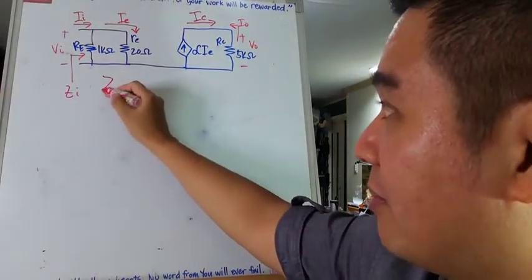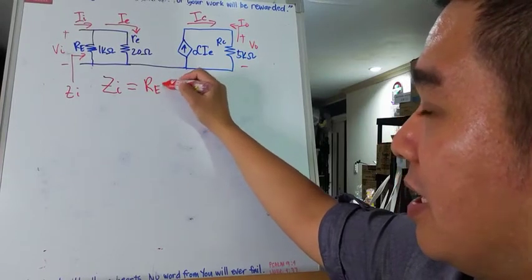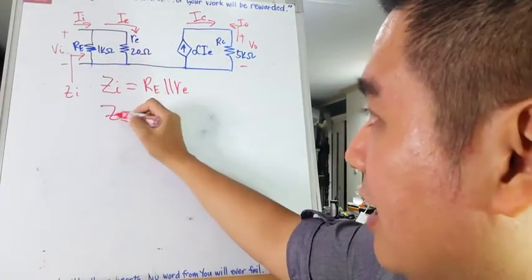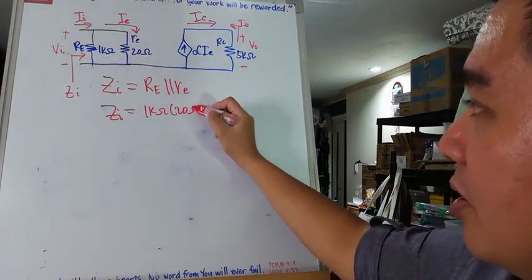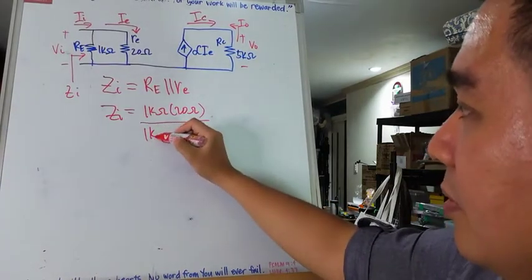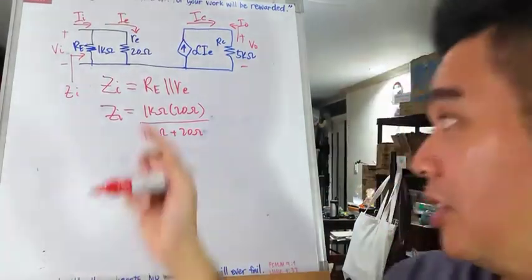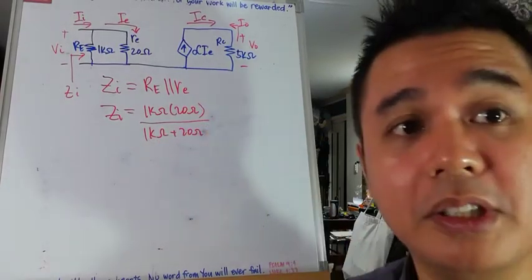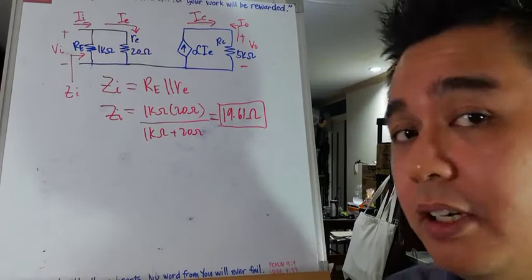So we can calculate Z sub I or the input impedance to be R sub E parallel with R sub E. Alright. So Z sub I is equal to 1 kilo ohm times 20 ohms divided by 1 kilo ohm plus 20 ohms. So you have to express this in the same units, no? So this is 1,000 ohms, 1,000 ohms, 20 ohms, 20 ohms. Z sub I or the input impedance is equal to 19.61 ohms.